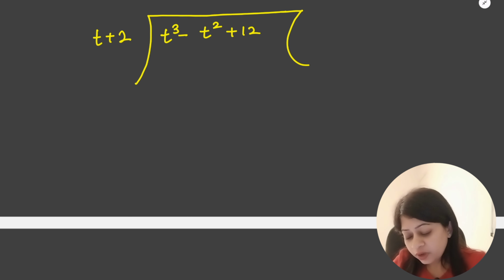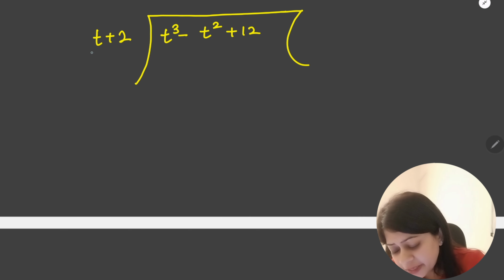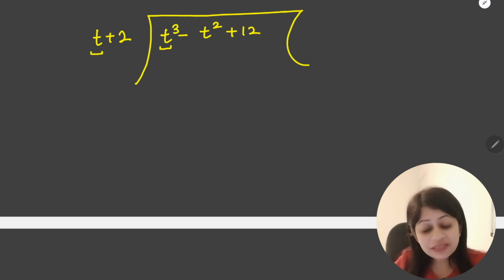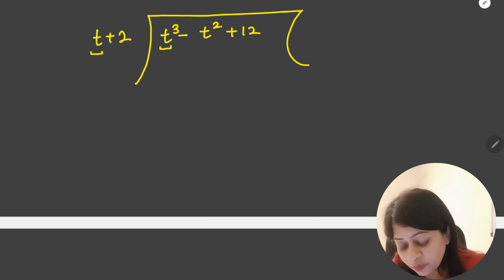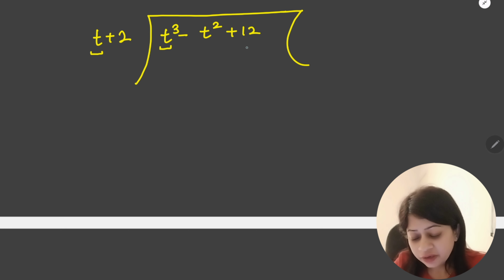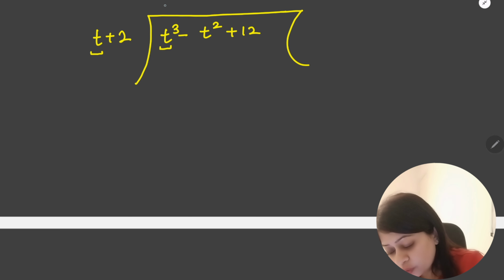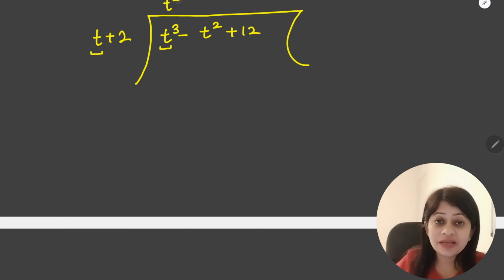So here, what should I multiply t with to get t cube? First thing we need to remember in this division is that it should be arranged according to the highest degree. So it is properly arranged now. Why? Because t cube is the highest degree, highest power, then t square, and then 12. Here as well, t's highest power is 1, so degree is 1, and then 2. So I will multiply t with t square.